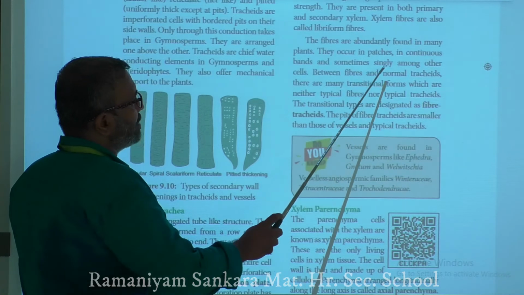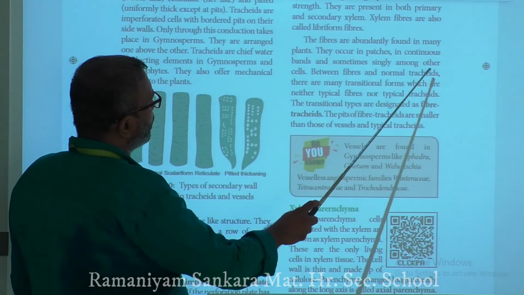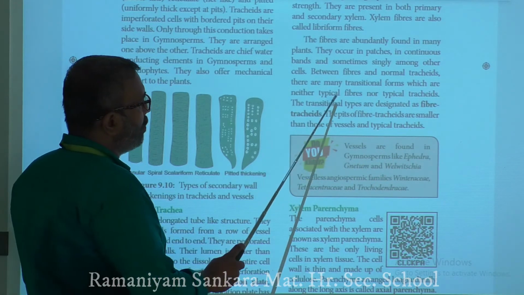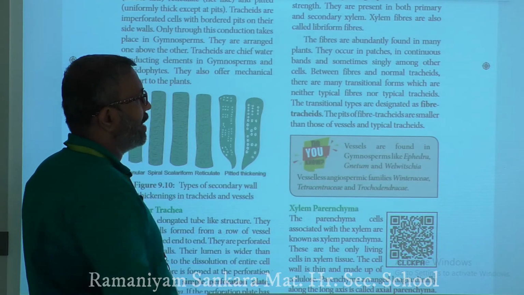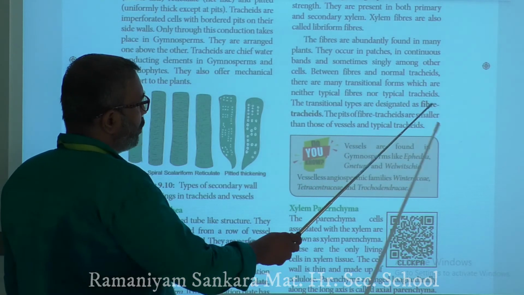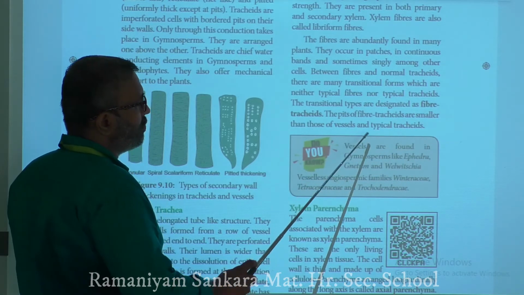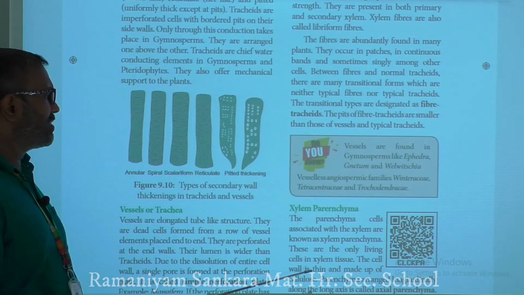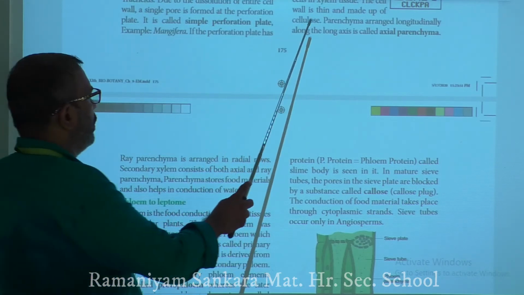The fibers are abundantly found in many plants. They occur in patches, in continuous bands, and sometimes singly among the other cells. Between fibers and normal tracheids, there are many transitional forms which are neither typical fibers nor typical tracheids. These transitional types are designated as fiber tracheids. The pits of fiber tracheids are smaller than those of vessels and typical tracheids.